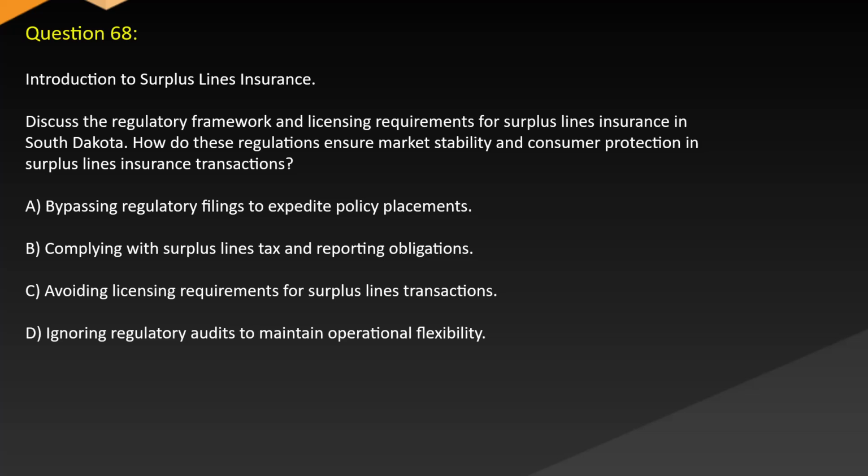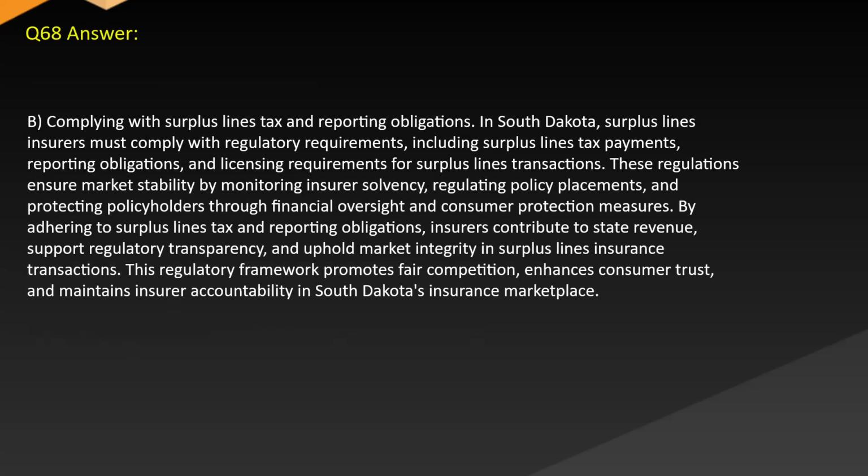A. Bypassing regulatory filings to expedite policy placements. B. Complying with surplus lines tax and reporting obligations. C. Avoiding licensing requirements for surplus lines transactions. D. Ignoring regulatory audits to maintain operational flexibility. Answer is B. Complying with surplus lines tax and reporting obligations.